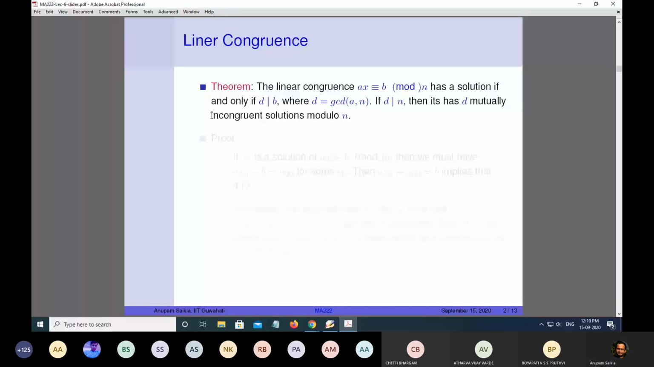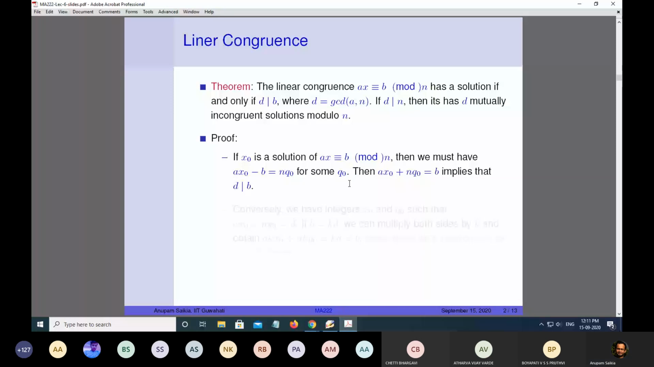Let's see why this is a necessary and sufficient condition. Suppose this is a solution. We'll have to show that the GCD divides B. So suppose X naught is a solution of AX congruent to B mod N. Then what can we say? We can write AX naught minus B is a multiple of N. The meaning is AX naught minus B is a multiple of N. But that gives us AX naught plus NQ naught is B.